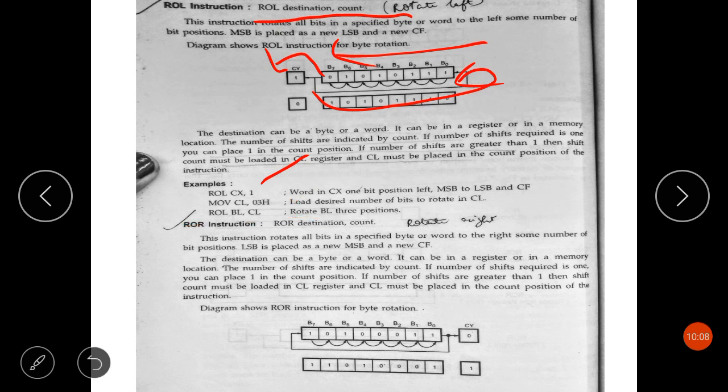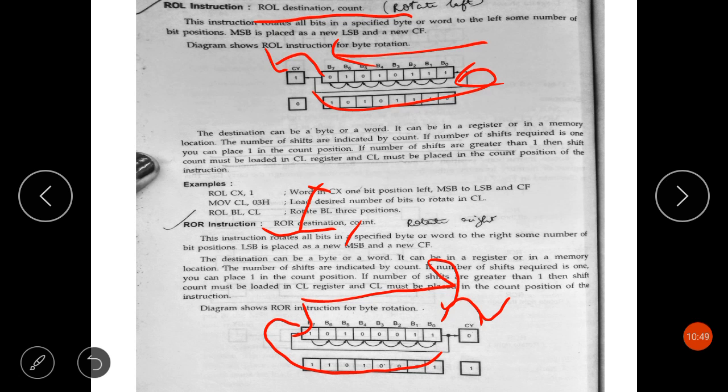Next instruction is the ROR instruction. What does this instruction do? The format is ROR destination, count. This instruction will rotate the content of the destination towards the right, and the LSB will get stored in the carry flag, as well as go into the MSB. So the instruction rotates all bits in a specified byte or word to the right some number of bit positions. The LSB is placed as the new MSB and the new carry flag.